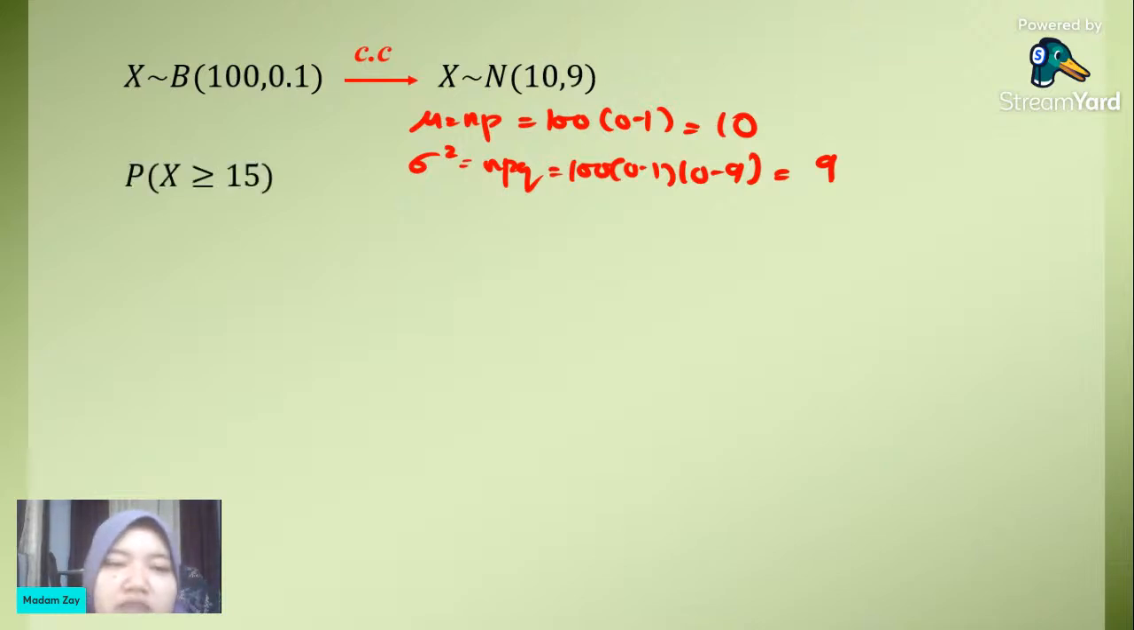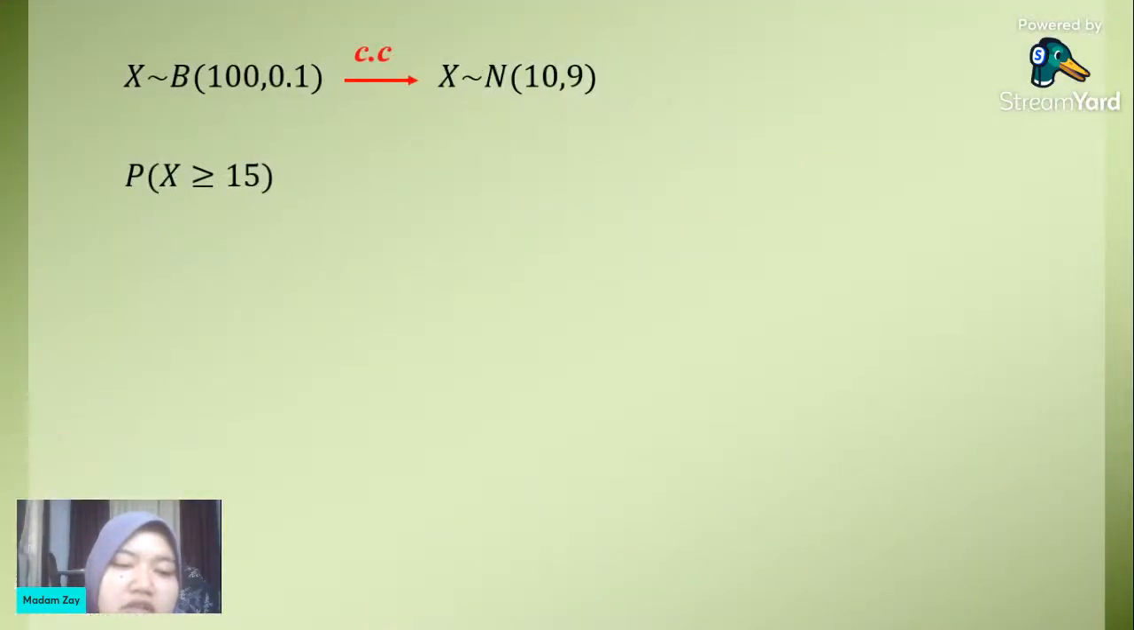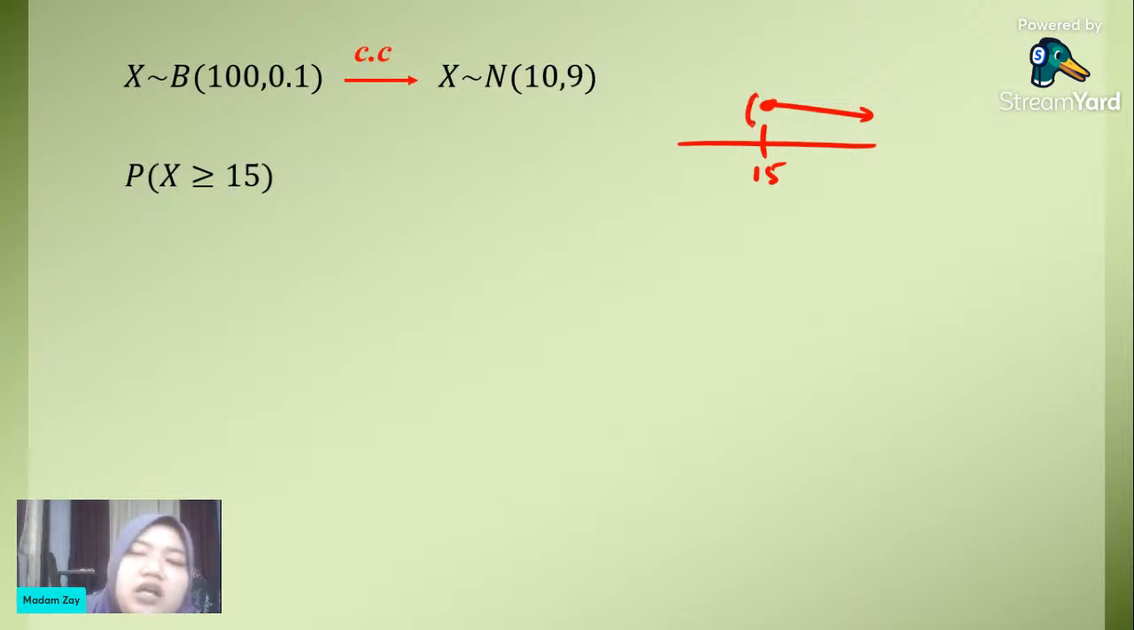Now to find the probability of x more than or equal to 15. Let me erase the ink first. We want to find probability of x more than or equal to 15. Because we do the continuity correction, 15 is included. So to make sure 15 is included, we hug it from outside. So we need to take a bit before 15, which is 14.5. So this is the step of continuity correction.